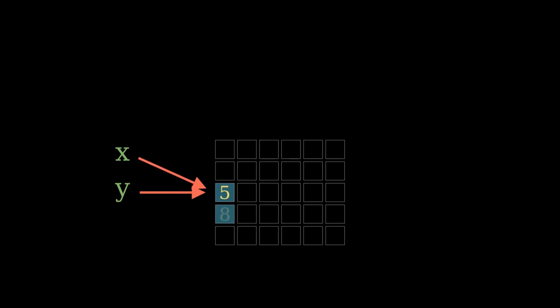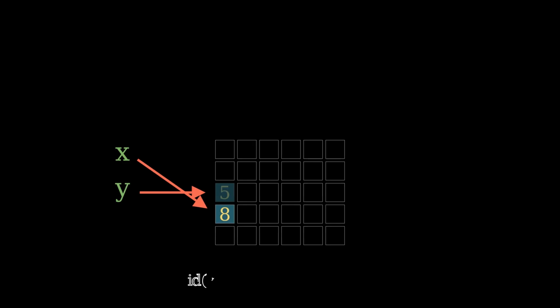Now something subtle happens. If we write x equals 8, Python does not change the old value. Instead, it creates a new object, 8, and moves the label x to point to it. The original 5 still exists in memory, but x is no longer connected to it.